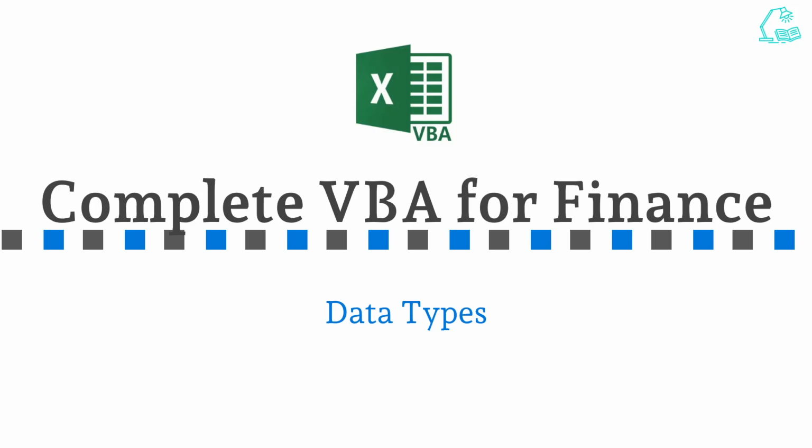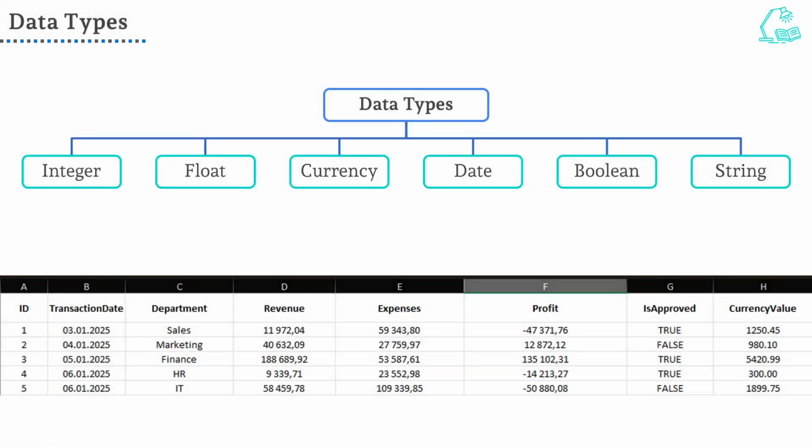In this lesson, I explain the different data types used in our report and how Excel interprets each column. Starting on the left side, we begin with the ID column. This is an integer type, a whole number that Excel reads simply as a numerical identifier without any decimals.